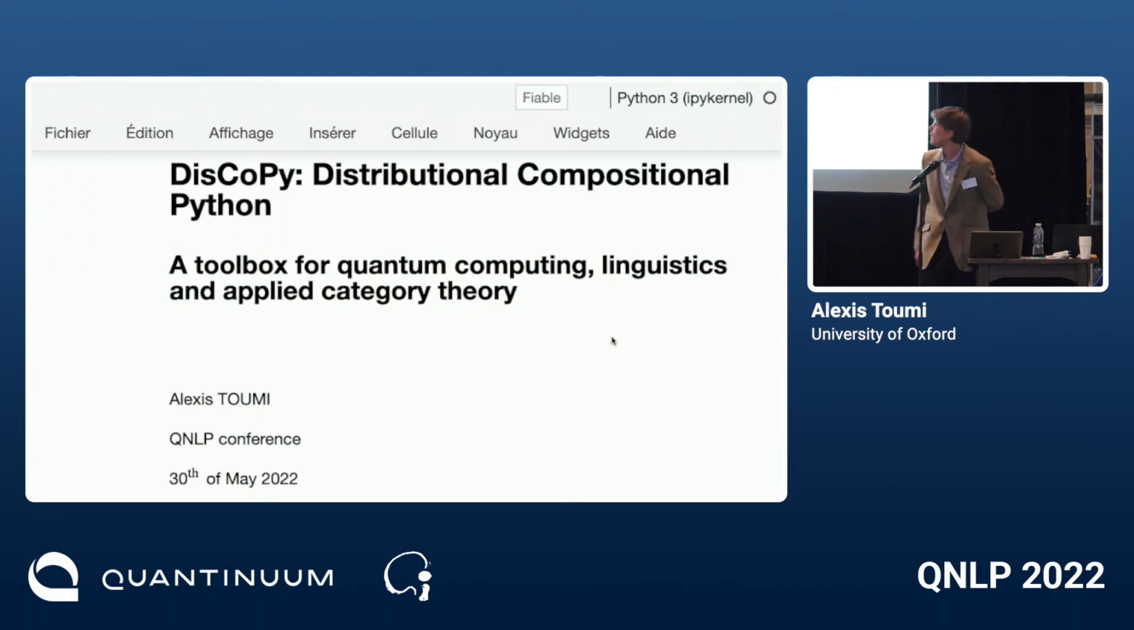Good. So yeah, DisCoPy. The name stands for Distributional Compositional Python. So you just take DiscoCat and replace the cat by Python. So it started as an implementation of DiscoCat, and it turned into more generally a toolbox for quantum computing, for computational linguistics, and for applied category theory.